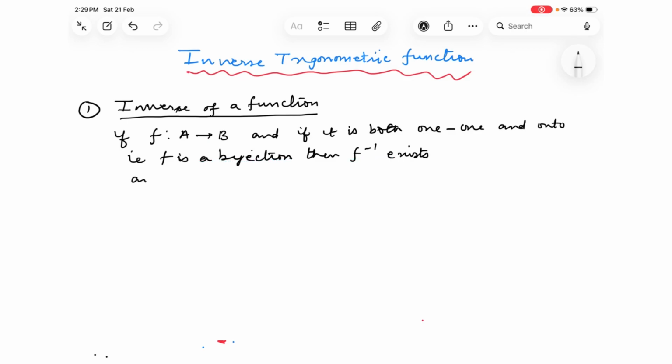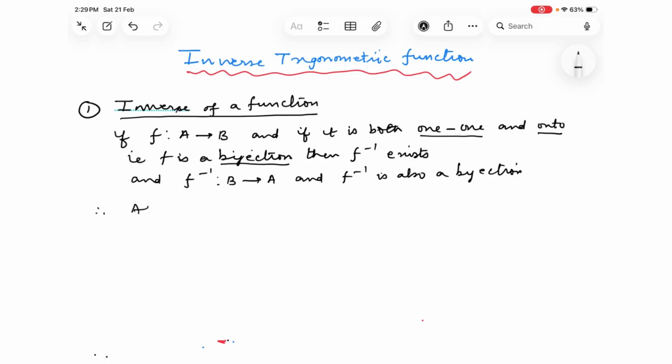And f inverse is a function from B to A. f inverse is also a bijection. Remember, whenever any function is to possess an inverse, it should be both one-one and onto. That is, it should be a bijective function. Otherwise, a function cannot possess an inverse.